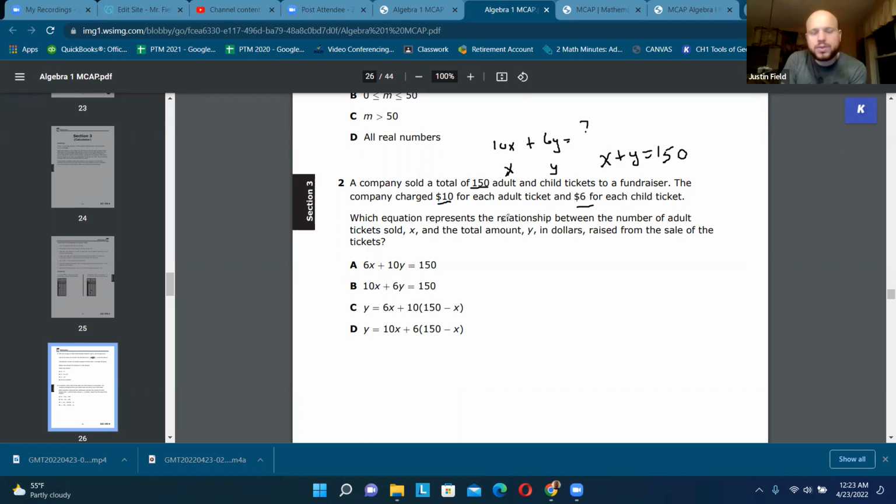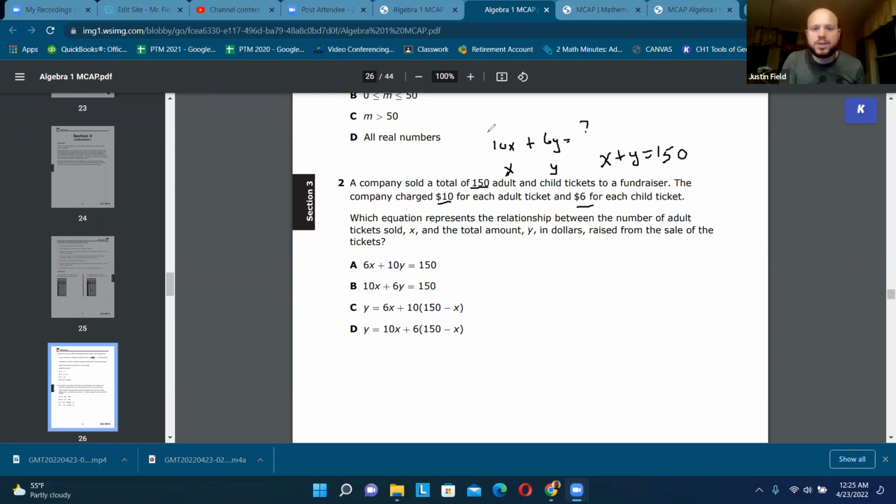Okay, which equation represents the relationship between the number of adult tickets and what? All right, so the number of tickets. Oh, it's very interesting. So the total of, so I'm looking for X plus Y equals 150. Which equation represents the relationship between the number of adult tickets raised from the sale of tickets? All right, let me pause this. I got it. All right, so this one was a thinker.